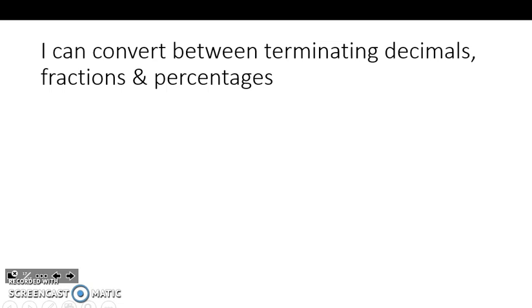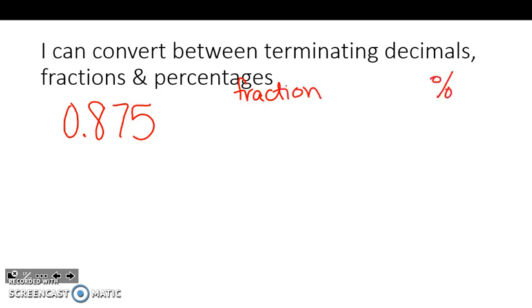Okay, so this hopefully will go pretty quick with lots of examples, and I'm going to teach you a couple shortcuts as well. All right, so let's start off with a terminating decimal. So if I have 0.875 as my terminating decimal, I need to get a fraction and I need to get a percent. I'm actually going to start with the percent first, okay?